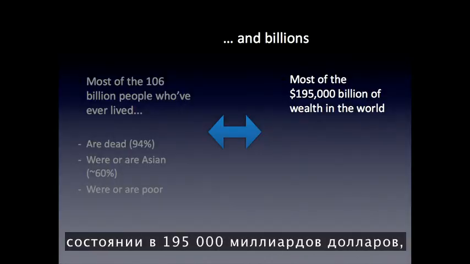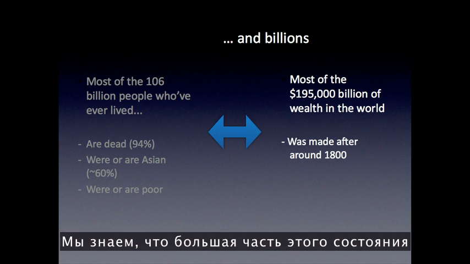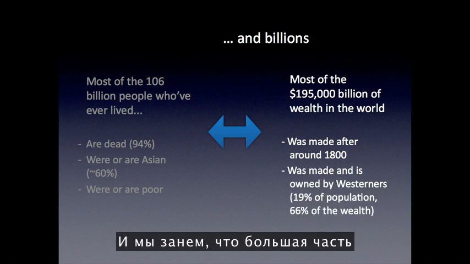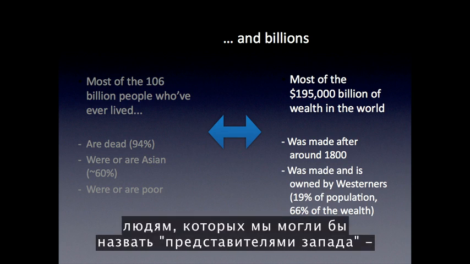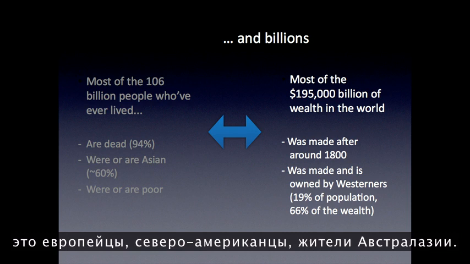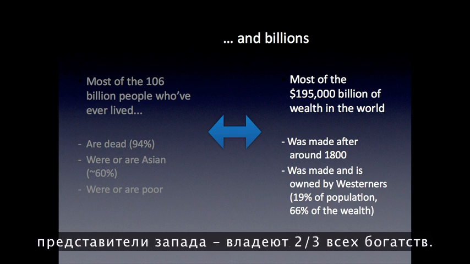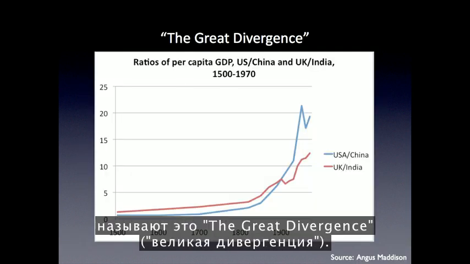Let's talk about billions. Let's talk about the $195,000 billion of wealth in the world today. We know that most of that wealth was made after the year 1800, and we know that most of it is currently owned by people we might call Westerners, Europeans, North Americans, Australasians. 19% of the world's population today, Westerners own 2/3 of its wealth. Economic historians call this the Great Divergence.